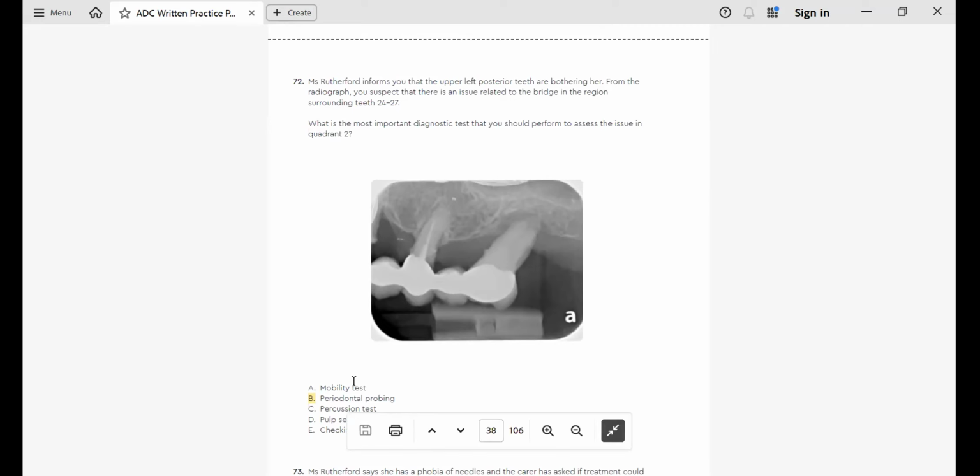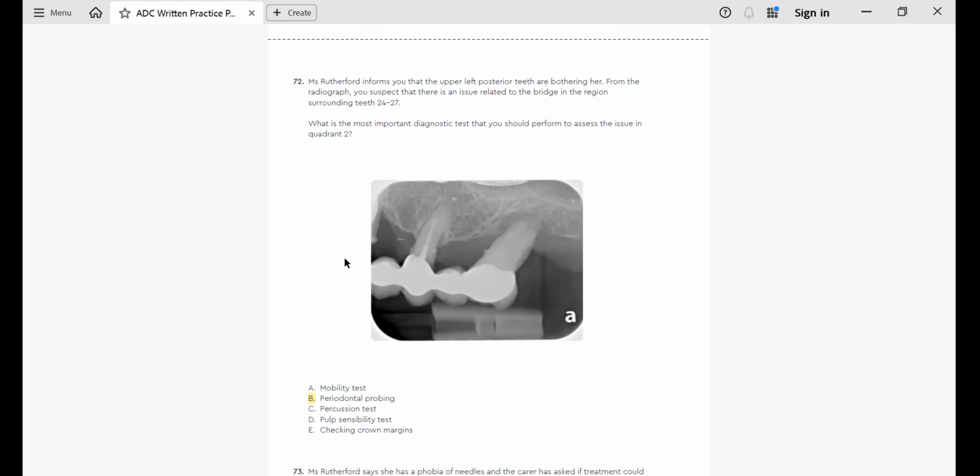Someone is asking me why not mobility? What is the most important diagnostic test that you do? Mobility is not a diagnosis. Periodontal probing will help you get to the diagnosis of the patient's probable chronic generalized periodontitis, stage this and this, grade this and this. That is what you need here, right? Mobility, okay, it's grade 3 mobile. What is the diagnosis? Mobility is not a diagnosis, right? That's why I always read the question: what is the most important diagnostic test? Okay.